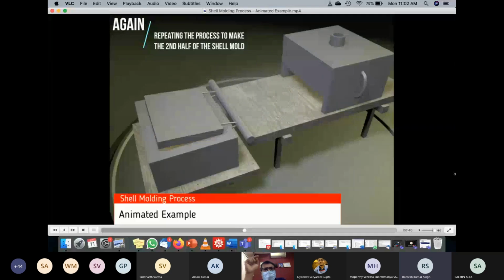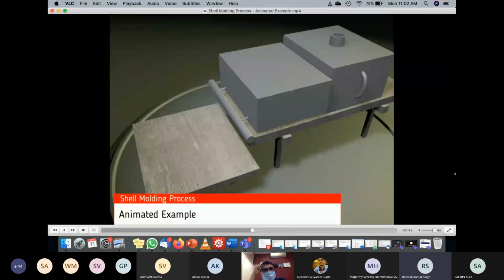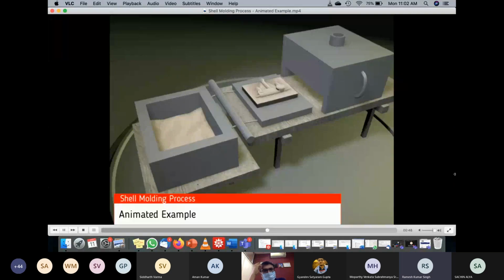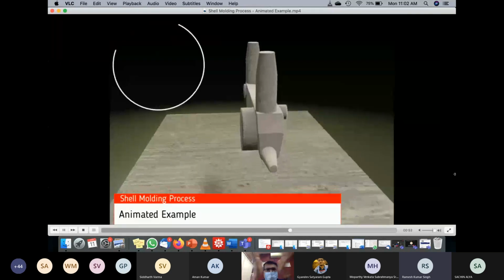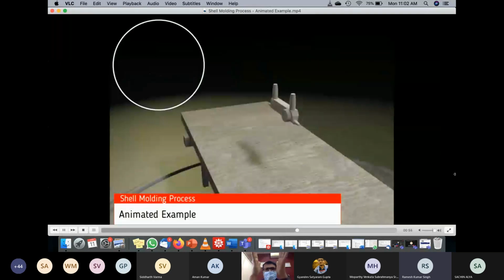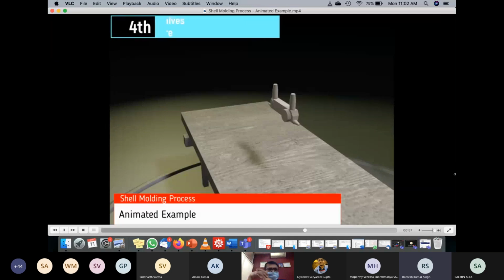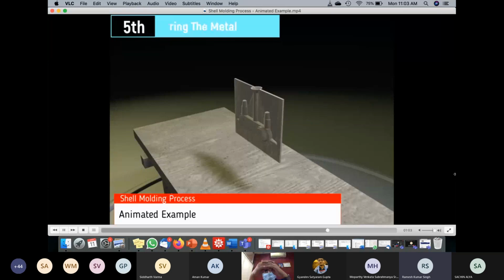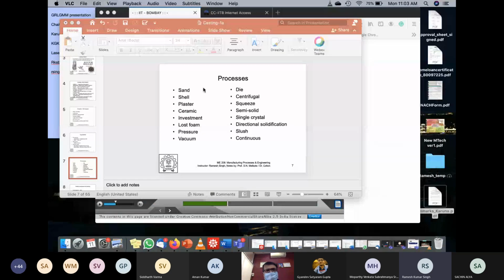Because the second half you are doing if you need a core. Right? The second half came. Now you have two pieces of shell. You combine the two pieces, tighten them together, and pour the metal there. Exactly the same. And you can put the core if required, and then pour the metal. You get me? It's exactly the same process as sand.